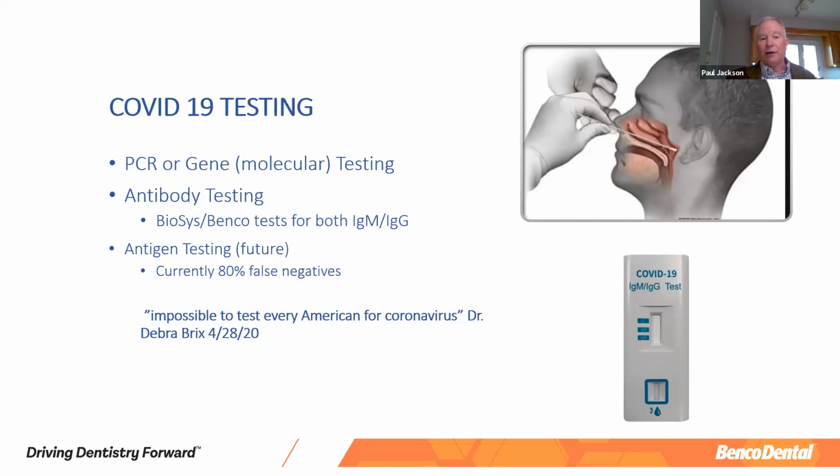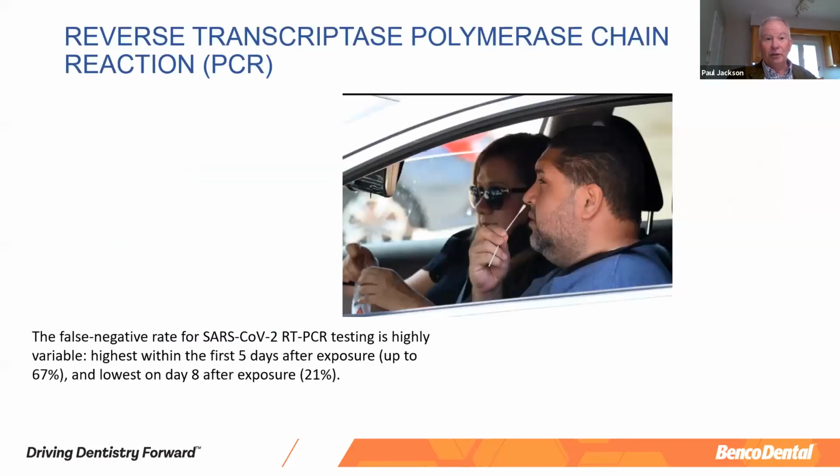They're still trying to develop that test. Currently, it has 80% false negatives, so it's not available commercially, but a lot of people are very hopeful about this test, and we can talk about it in a minute. But Dr. BRIX did say that with 300 million Americans, it's going to be very hard to test every single American for the coronavirus. So we're going to go through the different tests.